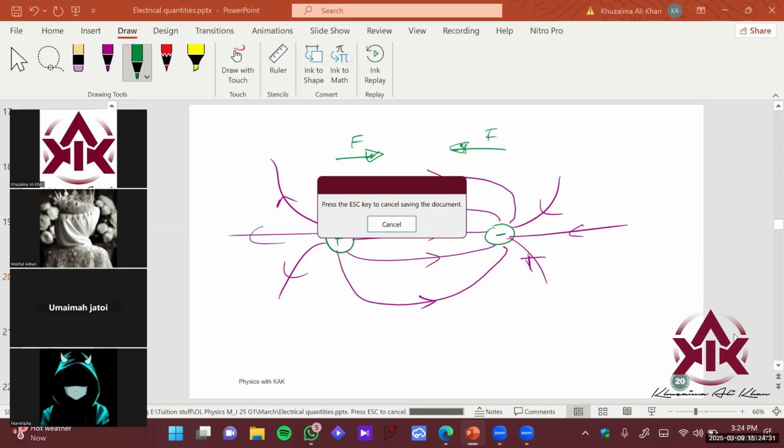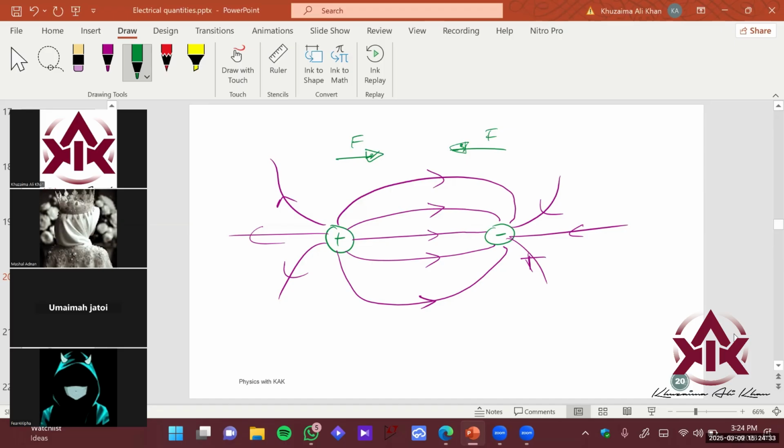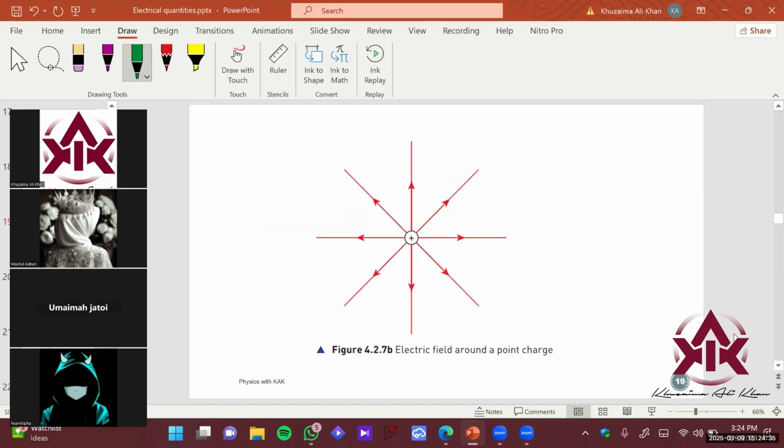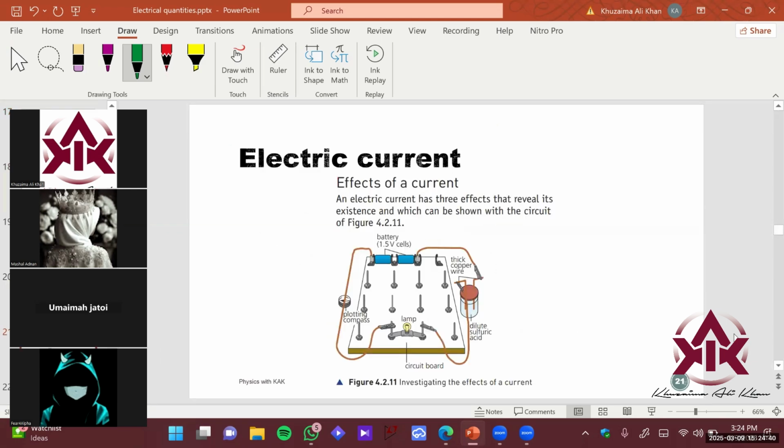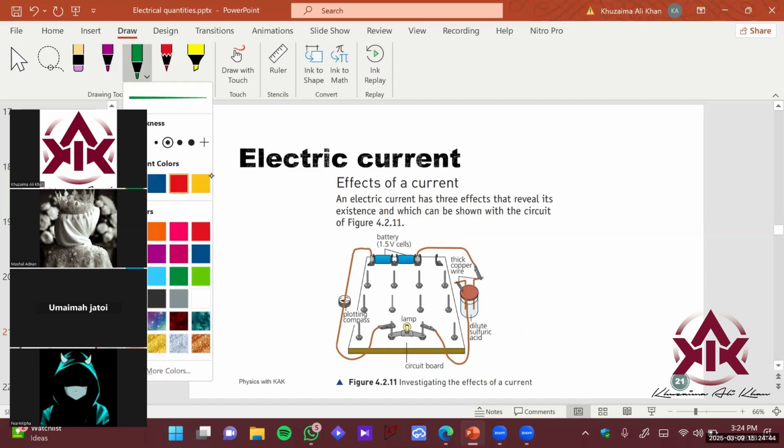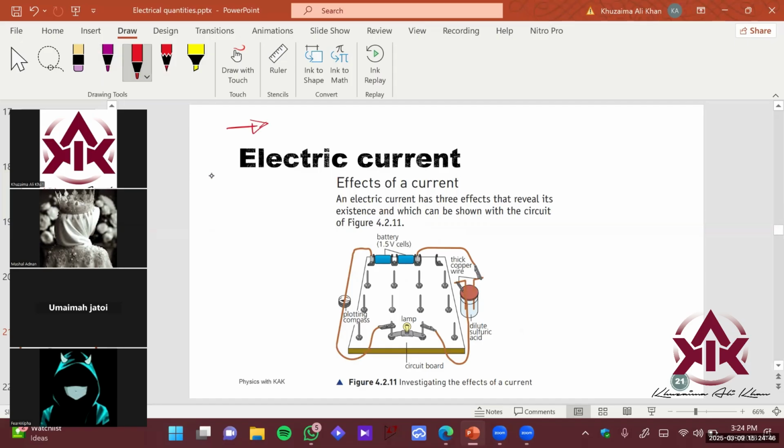Now we have talked about all static charges, how do we draw them, how do we represent them, okay? How do we draw field lines for them, okay? Now we have current, right? Now we're starting basically what? The mobile charges, right? Now the charges are flowing, right? Now these are mobile charges, right? So effects of current.